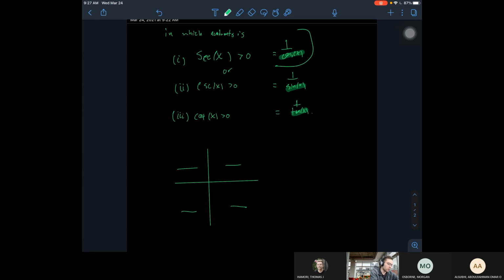Yeah, this one, 1 over cosine, will be positive in quadrants 1 and 4, because we have our acronym. Do you remember what the acronym was? It was like ASTC or something like that. That's right. So we put the A here. Where's the S go? Quadrant 2. Okay. And then T down here, and then C.